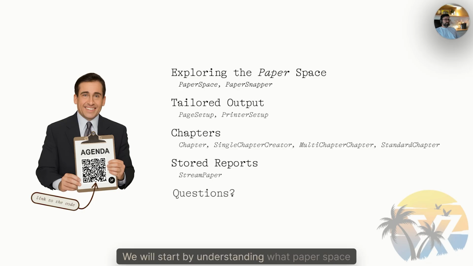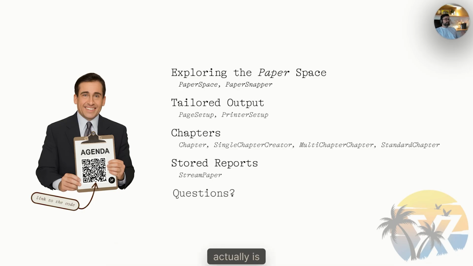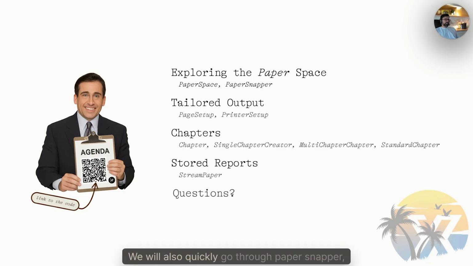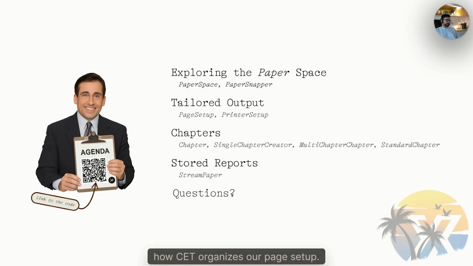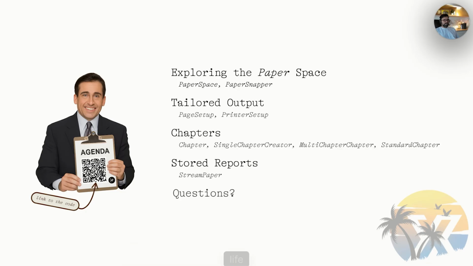We'll start by understanding what Paperspace actually is and how it differs from the regular space. We will also quickly go through PaperSnapper, something we all saw and probably used before, but you might never have pictured it as an actual snapper. Next, we will understand how CET organizes our page setup. Michael here would say this is the most essential part of it all, as it's the abstraction of a real-life sheet of paper. Almost like poetry in CM format, he would say.